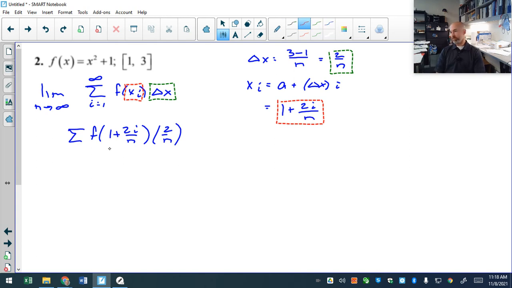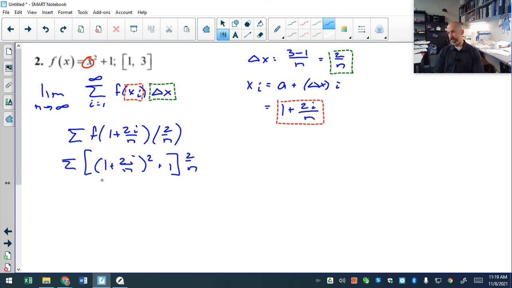Second step. Be careful, but f of that just means we plug that in for the x. So 1 plus 2i over n all squared plus 1. That's f of x, except I replaced the x with whatever x sub I was. The 2 over n I'm just going to leave over here.